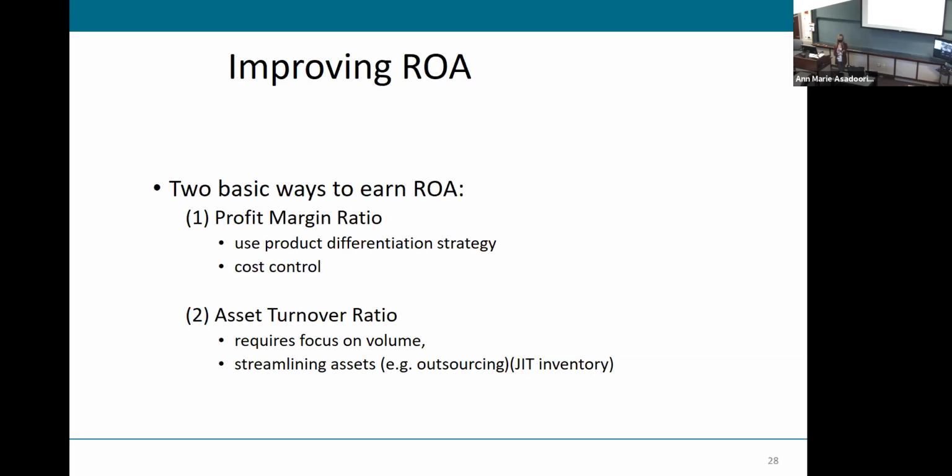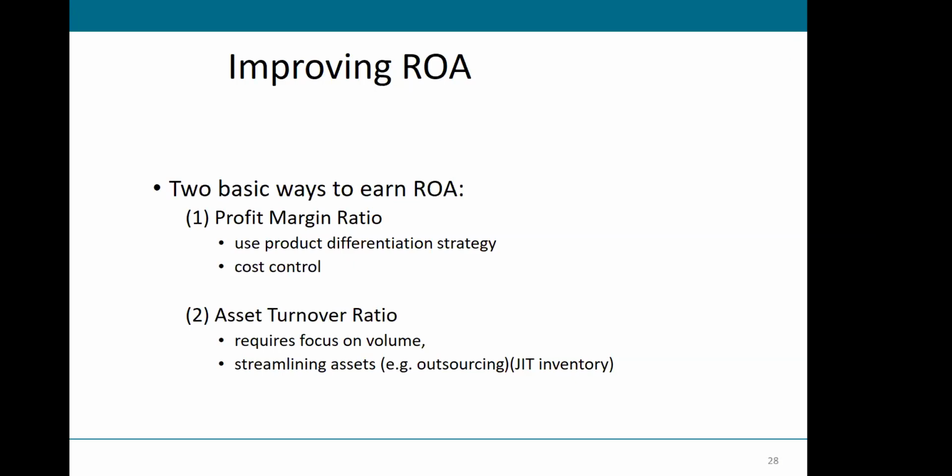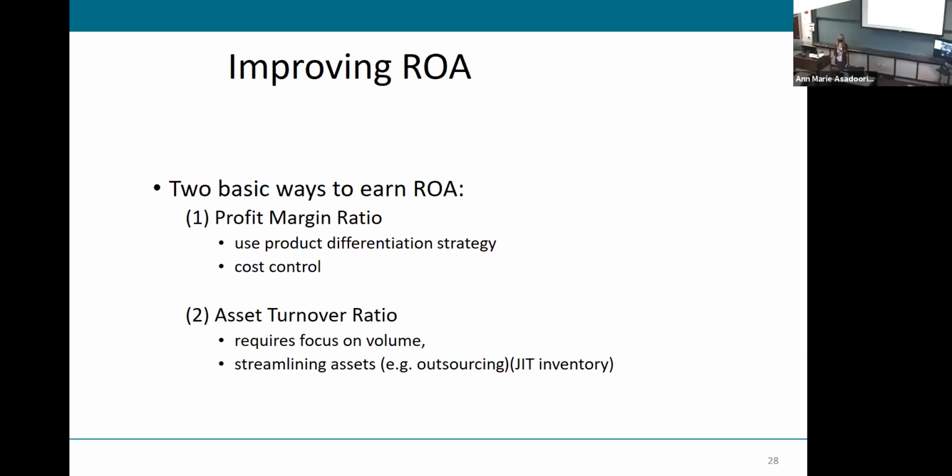So think Tiffany's here. Tiffany's is a jewelry store and they charge 10 times the price that a regular jewelry store would charge. But they have convinced their customers that because they're buying from Tiffany's, it's worth it to pay that extra money. So they have differentiated themselves, and because of that, they're selling at a higher price. So they're getting more in their net income, and that's their strategy of getting the return on their assets up.